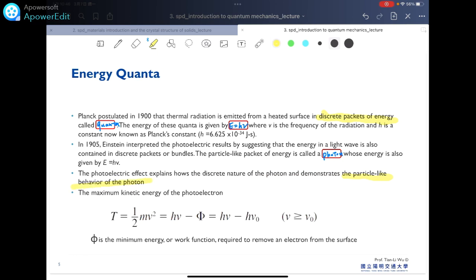Basically, that's how all these genius scientists want to tell us that light can be considered as a particle, especially in the case of electrons. That's the general conclusion here. Then we can have this one equation shown here. We won't go into the detail, just quickly show it. Here phi is the minimal energy, the work function, required to remove the electron from the surface. That's a very famous equation to describe this effect.